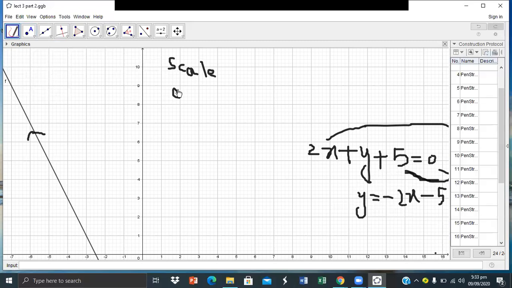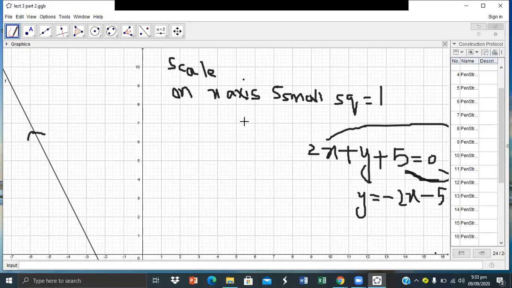On the x-axis, 5 small squares equal 1. On the y-axis, 5 small squares equal 1.